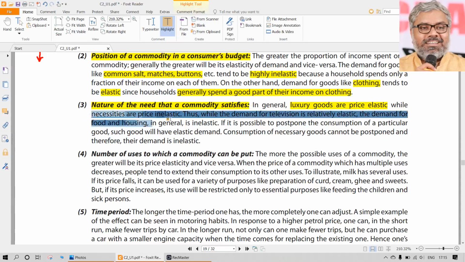But in general, the necessities are price inelastic. Once again, same thing like food and salt and other things like vegetables, for example. Vegetables also, they are relatively price inelastic, less elastic they are. Why? Because they are required anyway. So for example, demand for television, if you take, that could be highly elastic, and on the other side, demand for food and housing and all generally can be inelastic.